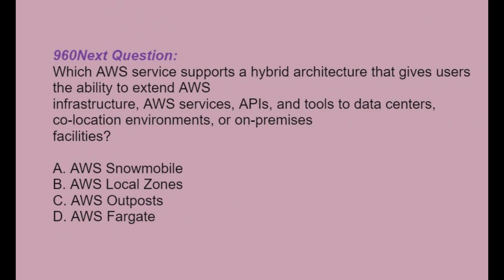Question is, which AWS service supports a hybrid architecture that gives users the ability to extend AWS infrastructure, AWS services, APIs, and tools to data centers, co-location environments, or on-premises facilities? Option A, AWS Snowmobile. Option B, AWS Local Zones. Option C, AWS Outposts. Option D, AWS Fargate. Correct answer is option C.